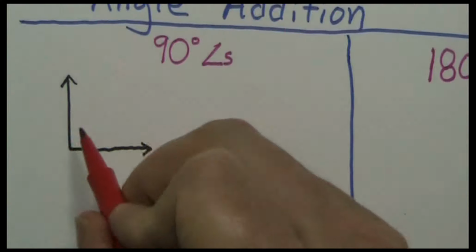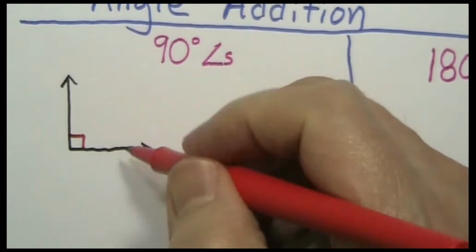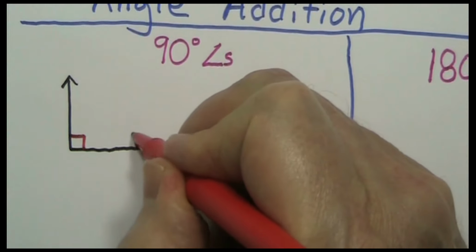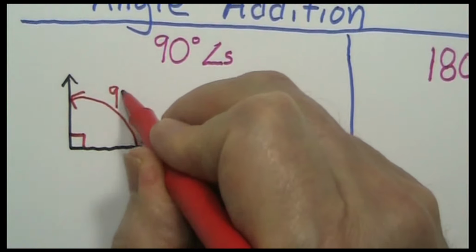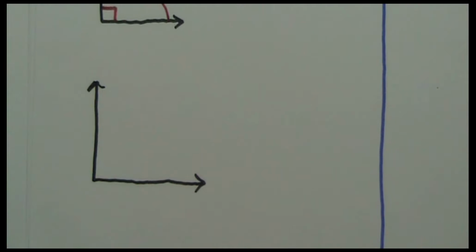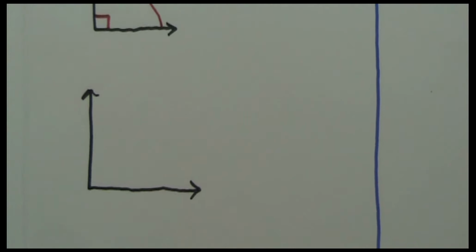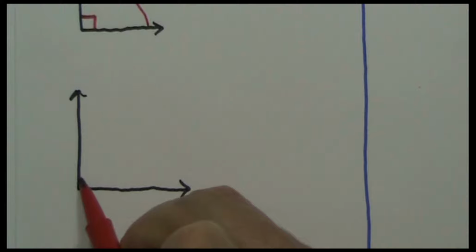And so 90-degree angles, or right angles we call them, they usually have a box right there. And so if we're going from here to there is 90 degrees. Okay, here's our second one out of 4. So let's say this is 90 degrees.